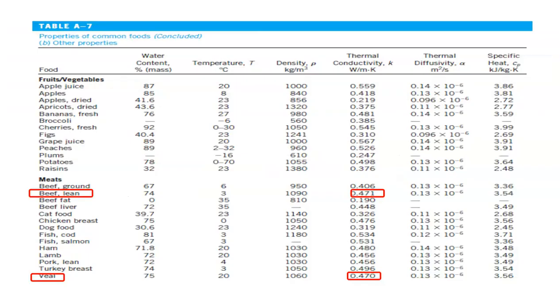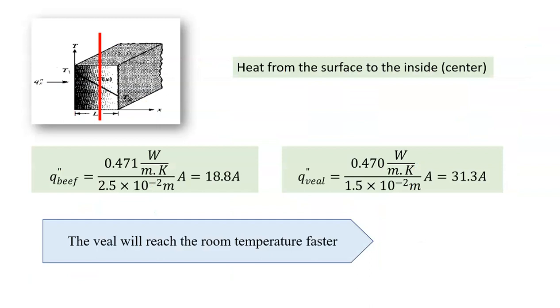So you go to the properties of common foods, and you would have found lean beef. Now ground beef is processed, it's not straight from the animal. I mean, it's from the animal but it's been ground. So you would need the lean beef and the veal. There is very little difference, but still, that's the whole purpose I set the question. For heat from the surface to the inside, you would have found Q beef is 18.8 and veal is 31.3. The veal will reach room temperature faster. So that's your quiz.